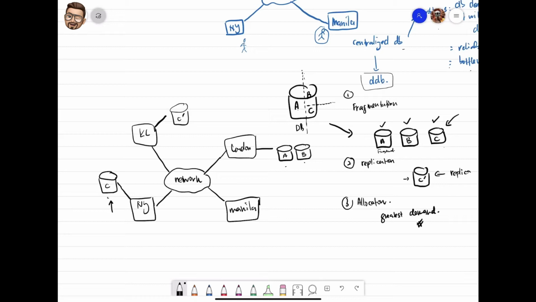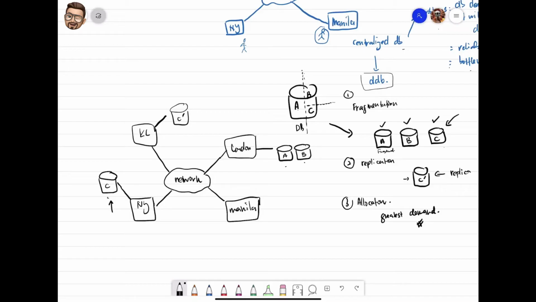And the last one you consider is allocation. Allocation means where you want to put the data, or where you want to put the fragment. Of course, it will be at greatest demand. Let's say people in London want to use A and B. Why would we give C to London? So give A and B to London. That's how it works for allocation.